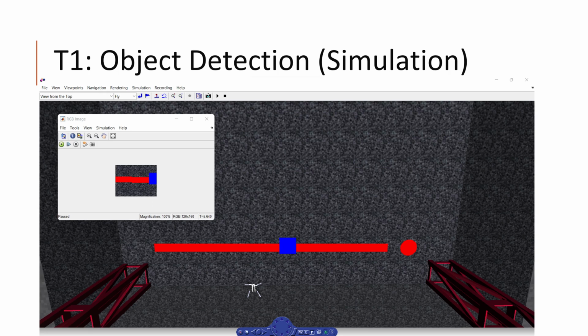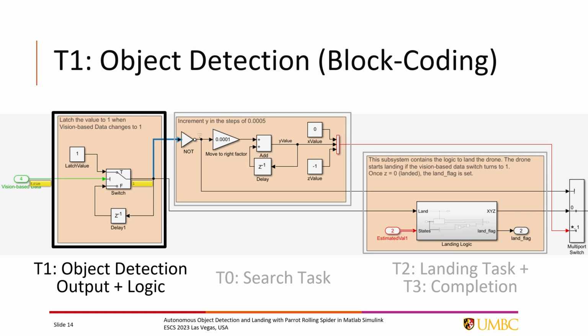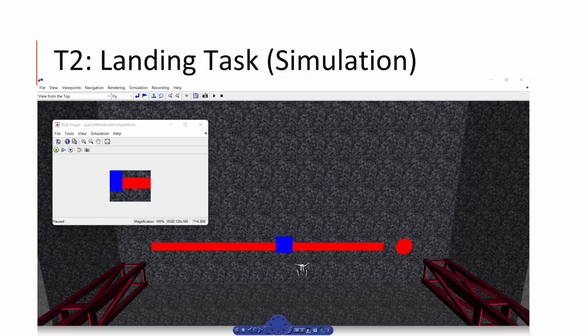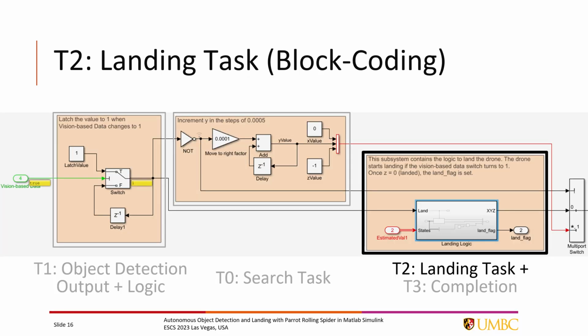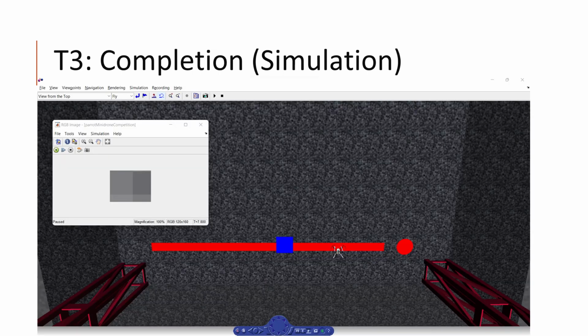Subsequently, the drone realizes to stop the search task and at the same time to prepare the landing task phase. The drone slowly moves to the ground, as seen in the screenshot, until the z-axis, the height of the drone, reaches the ground level. Once the drone reaches the ground, a landing flag is activated. This landing flag is necessary to turn off the engines in order to complete the flight.